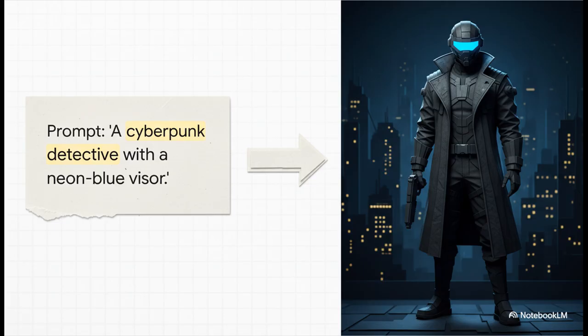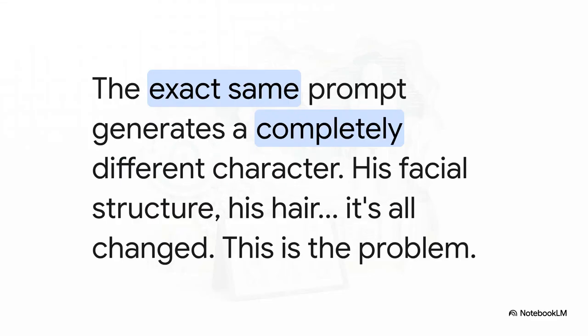So let's start with a really simple prompt, a cyberpunk detective with a neon blue visor. And hey, we get this cool-looking character on the right. I like it. The visor's there, the vibe is right on. Okay, so let's try to generate him again, maybe in a different pose or something. And? Wait a second, who is this guy? The prompt is identical, word for word, but the character is completely different. I mean, sure, the visor is there, but his entire face, his hair, it's all changed.